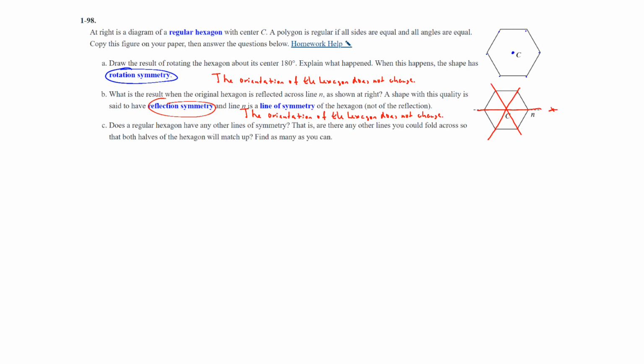We could also split right through the middle of the side lengths. And that would be another 3. So it looks like we have a total of 6 lines of symmetry through opposite vertices and through the midpoints of the opposite sides.